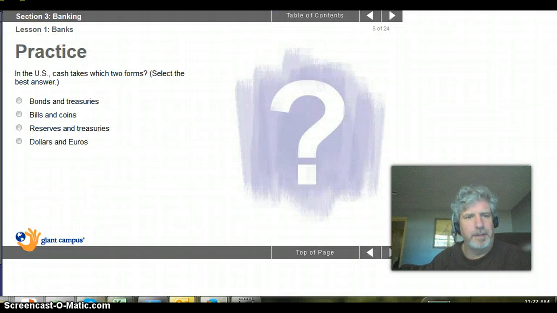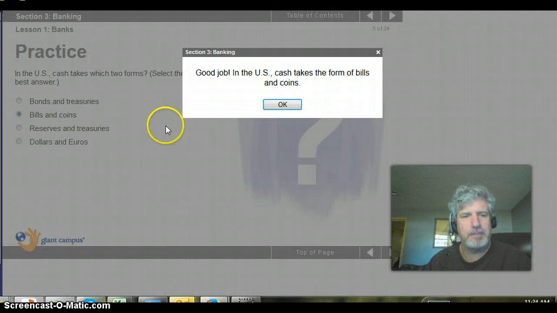So let's look at what we know. Let's do this practice. In the US, cash takes which two forms? Cash, well I know cash and I see I've used cash before. Yeah, it's bills and coins.